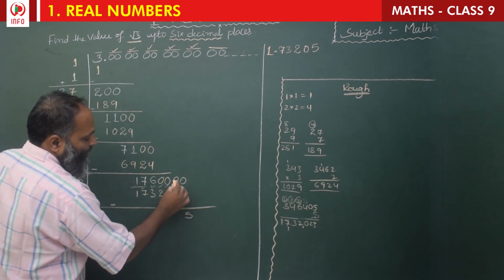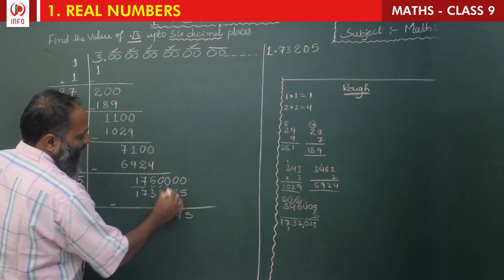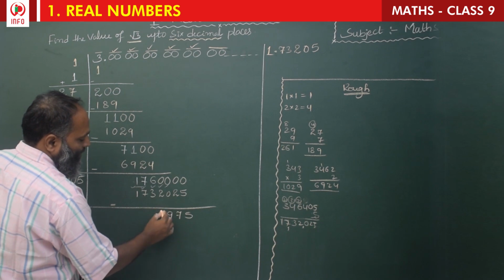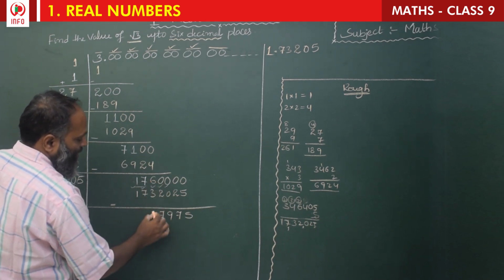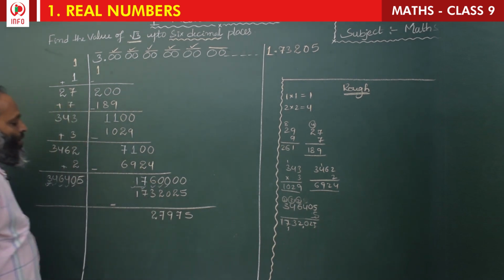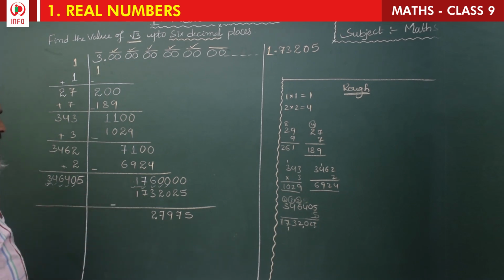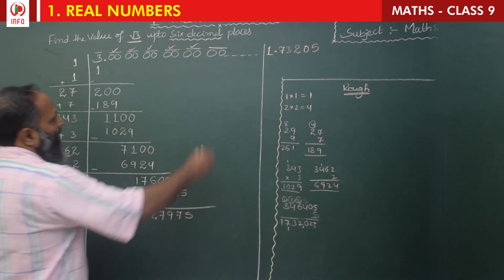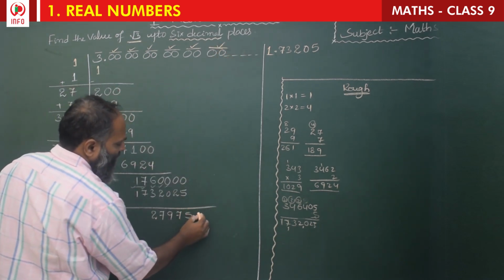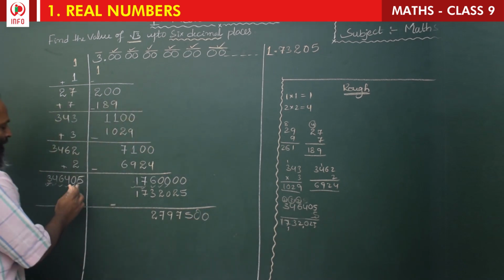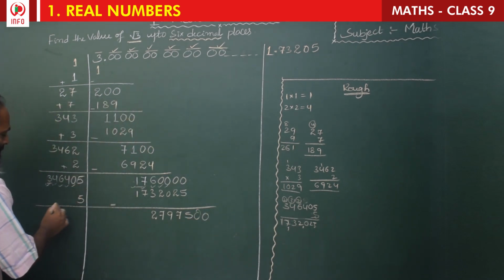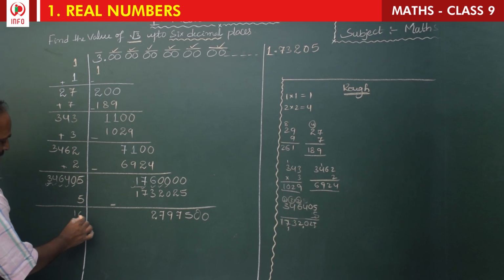5. 9 minus 2, 7. 9 minus 0, 9. 9 minus 2, 7. 5 minus 3, 2. So 7 minus 7, 0. 7 minus 1 minus 1, 0. Now the next pair of 0 we should copy. Now here the last digit we should add. So that is 5, 10 here, 4, 10. That is 6, 4, 1, 0.